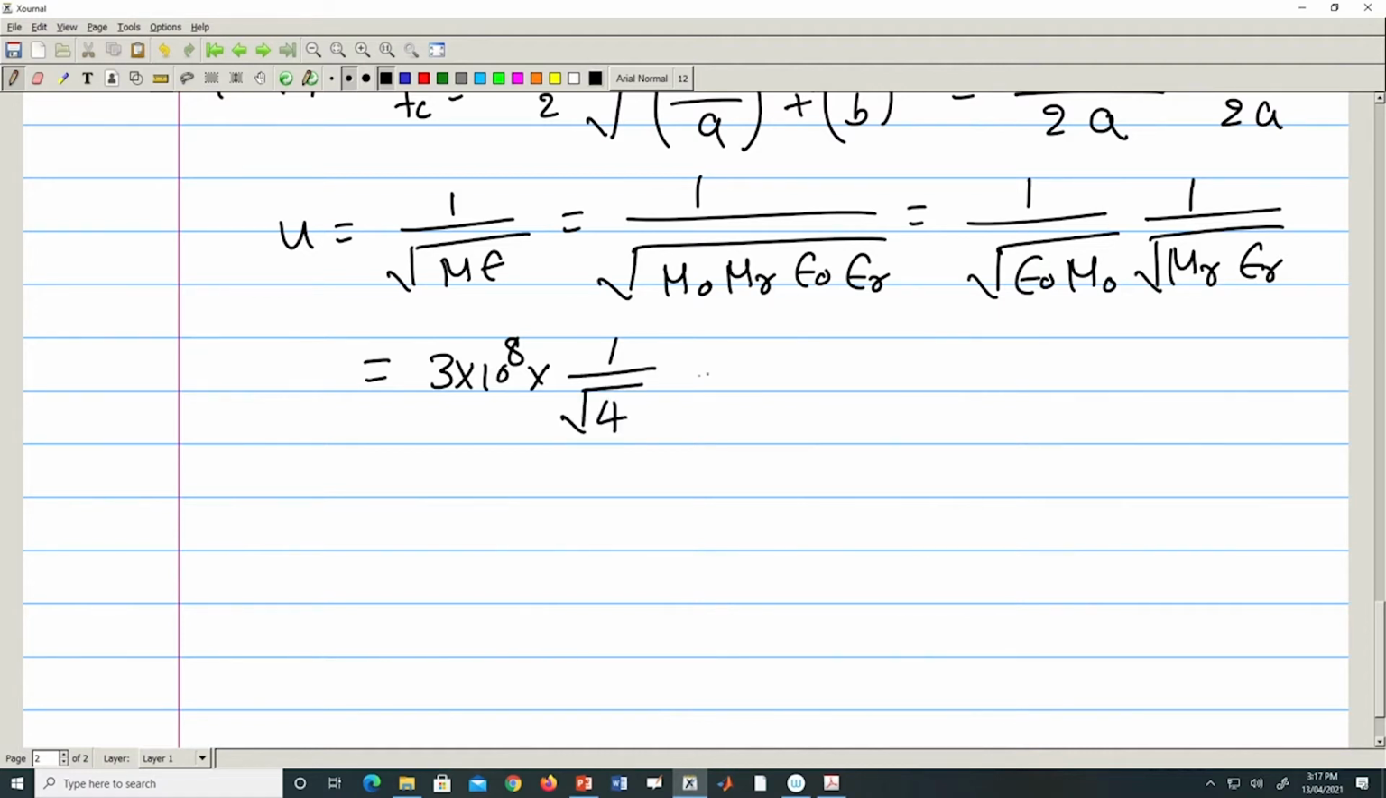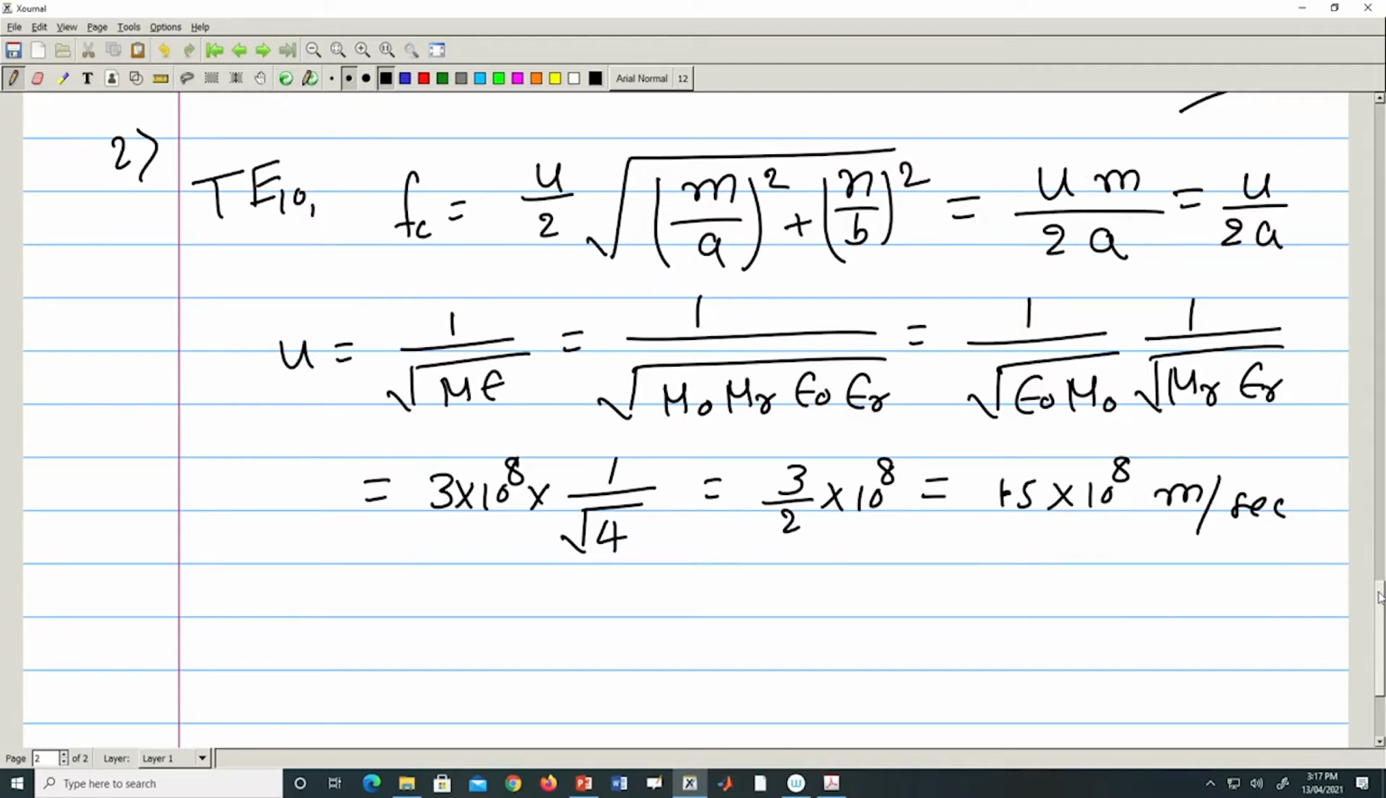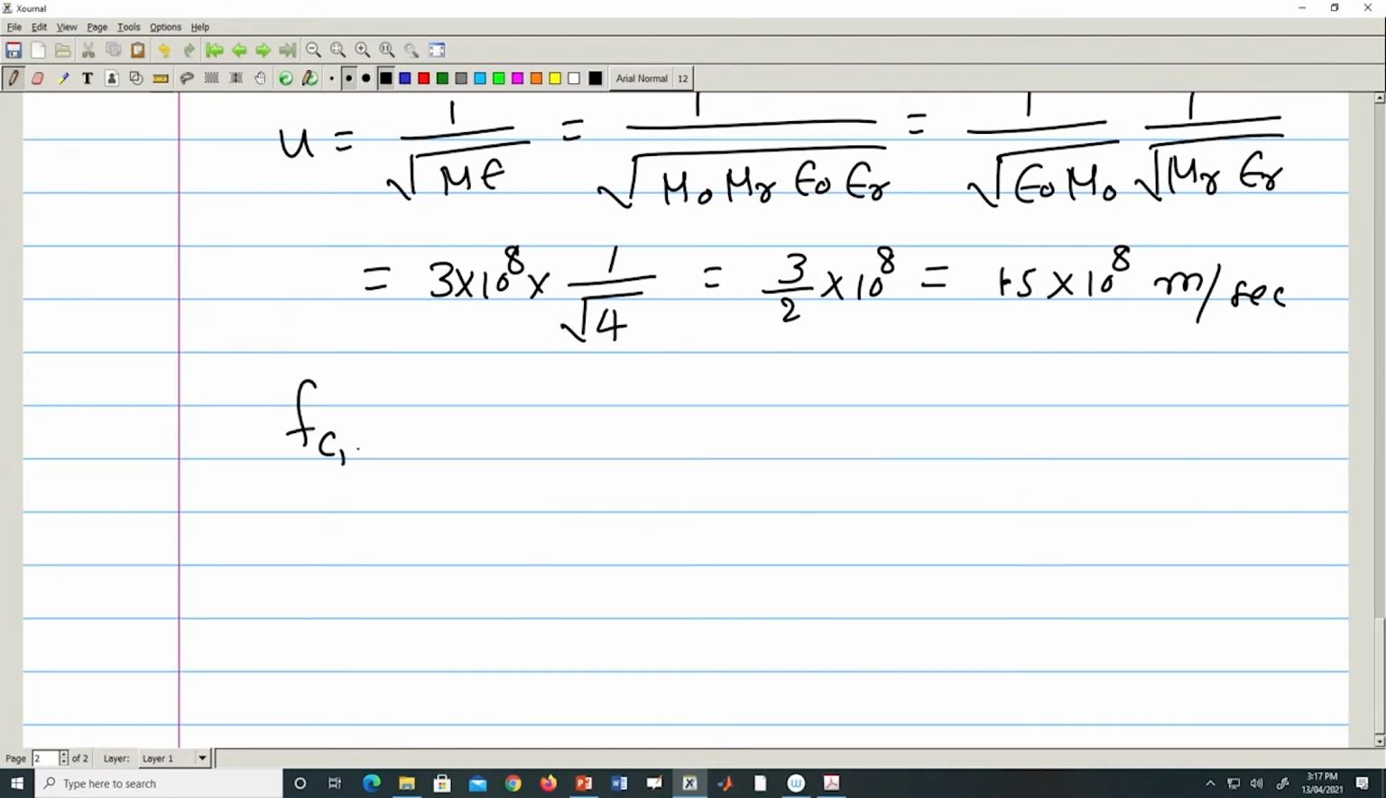meter per second. So, this is u for this case. So, fc can be calculated. Fc for TE10 will be u by 2a. So, u is 1.5 into 10 to the power 8 divided by 2 into 2.5. All the dimensions are the same, 2.5 centimeter, so we have to convert to meters. So, this will be the fc for the TE10 mode.